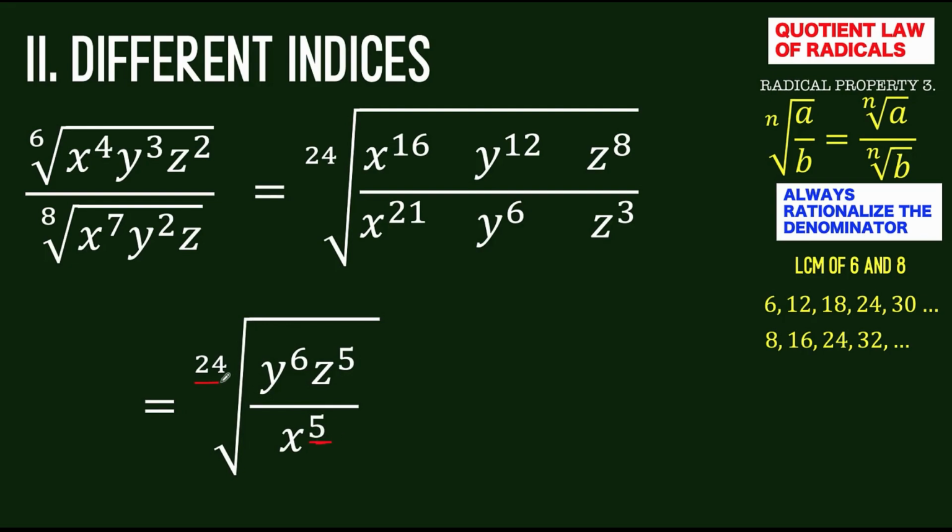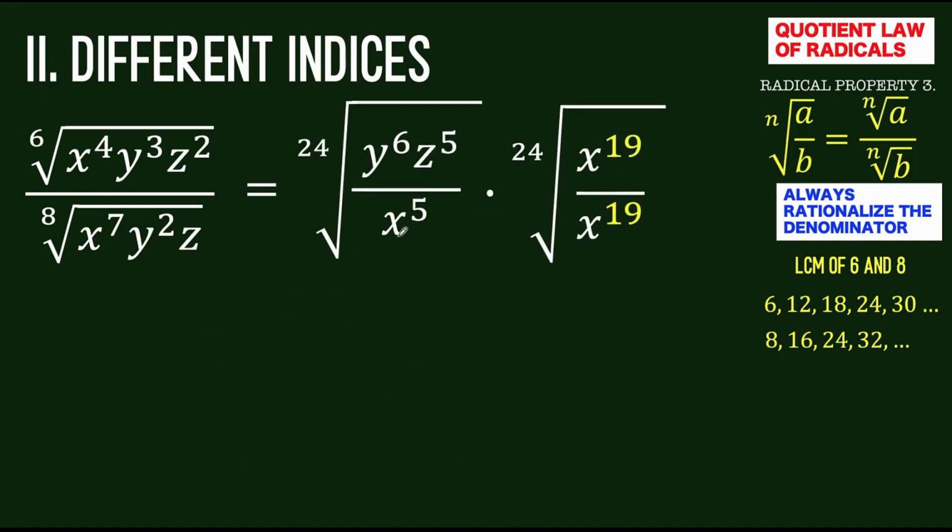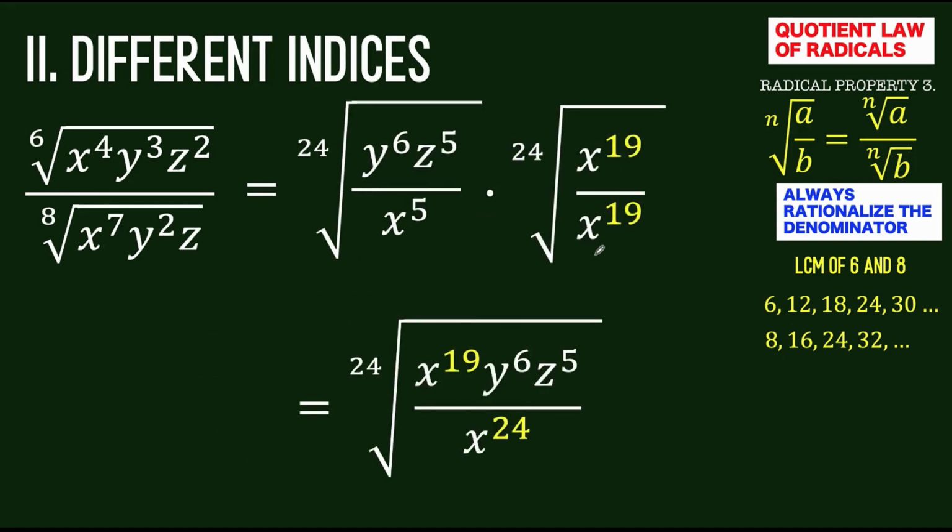From 5 to get 24, we need 19. So we need to multiply both sides by x to the 19th. So that x to the 5th times x to the 19th is equal to x to the 24th. Just multiply the numerators. X to the 19, copy y to the 6, copy z to the 5th. But the 24th root of x to the 24th is x.